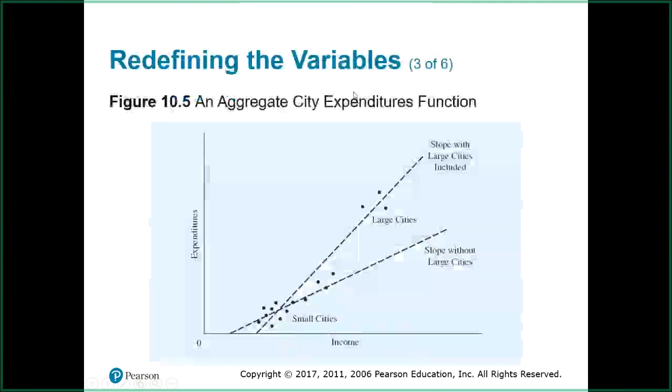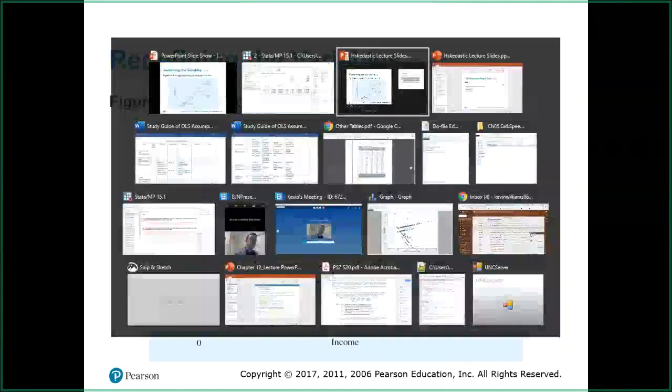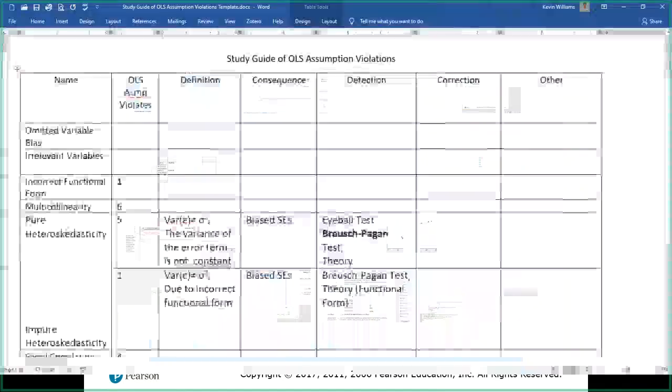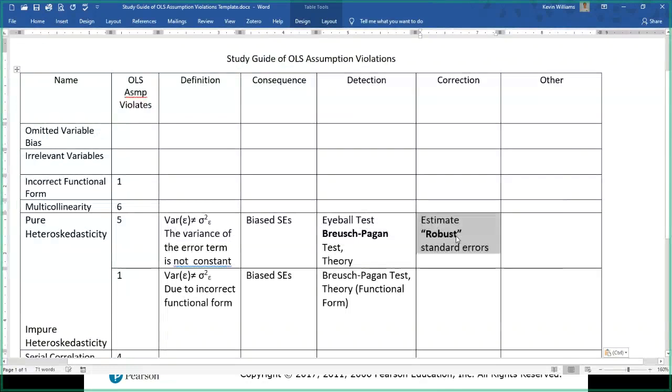All right, so that's the end of the slides. And let's finish off by completing our table, that the way we correct for pure heteroskedasticity is by estimating robust standard errors. The way we correct for impure heteroskedasticity is by fixing the functional form.